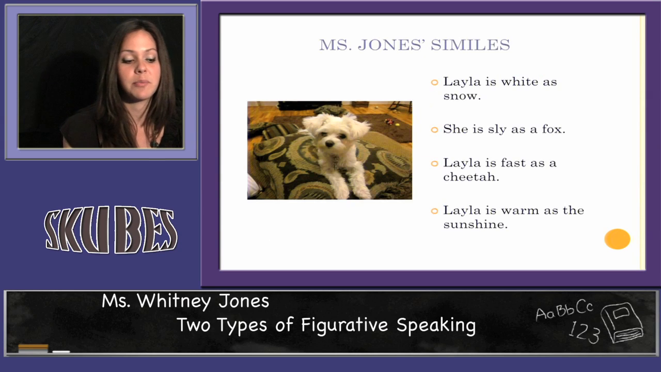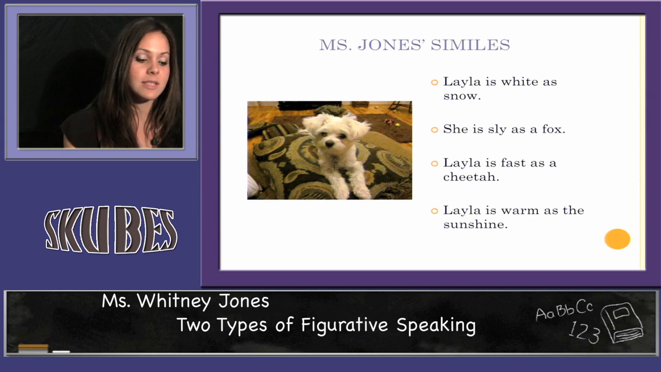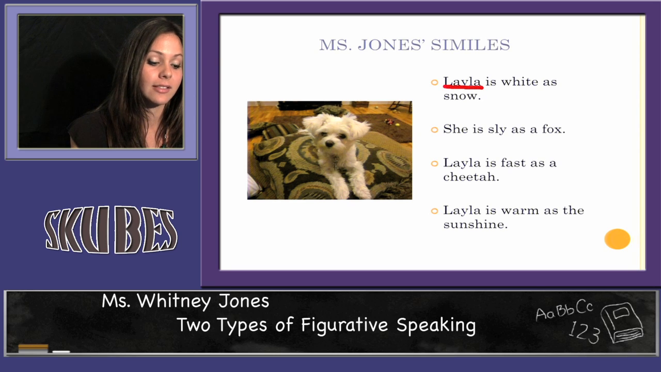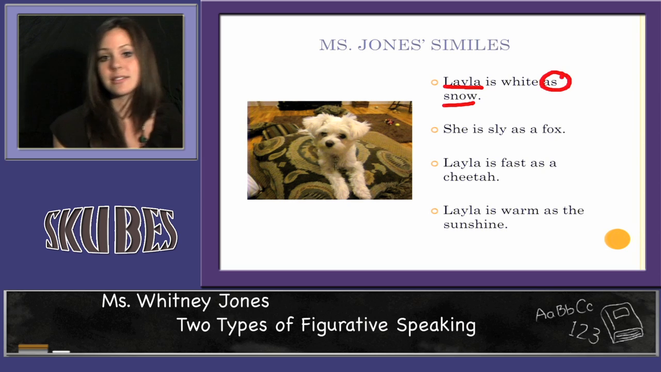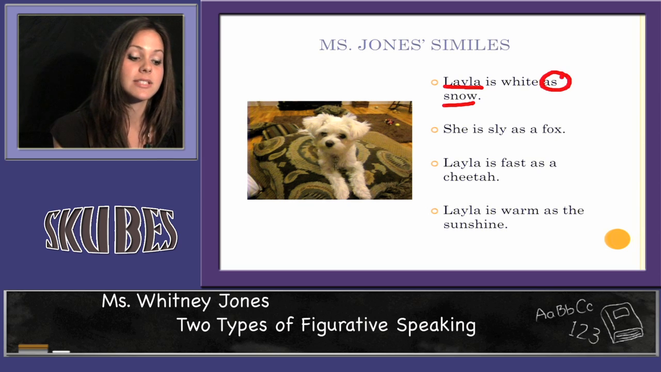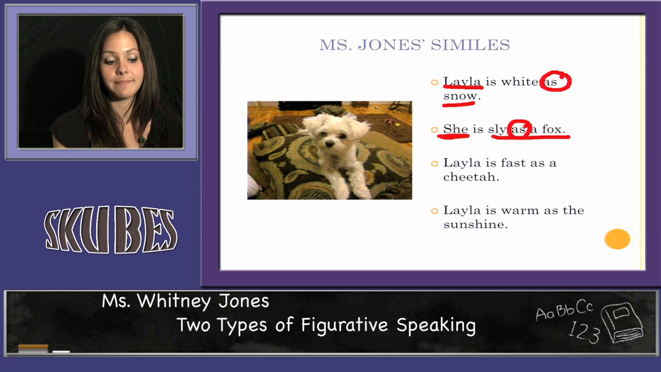Let's look at some more examples. Layla is as white as snow. When I look at this picture, I see I'm comparing Layla to being white like snow, and I use the word as. That makes this a simile. The next one says she is sly as a fox. I'm still comparing Layla, or she, to being sly like a fox, and I use the word as.